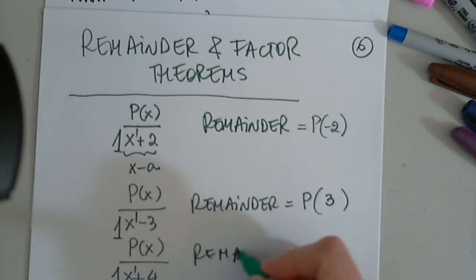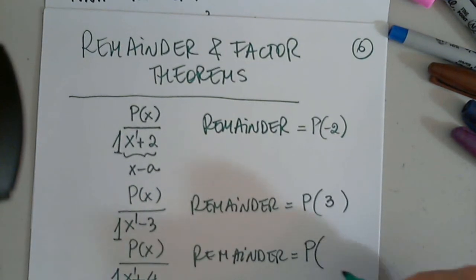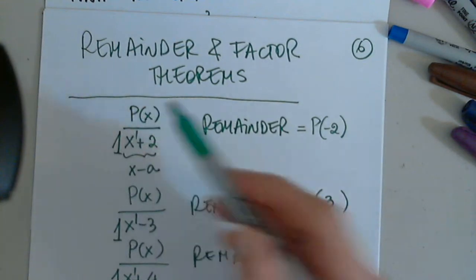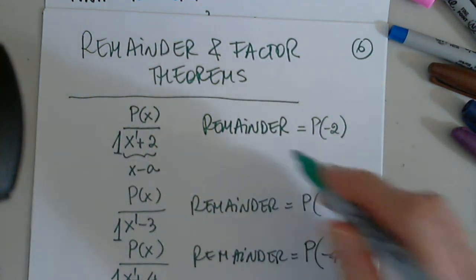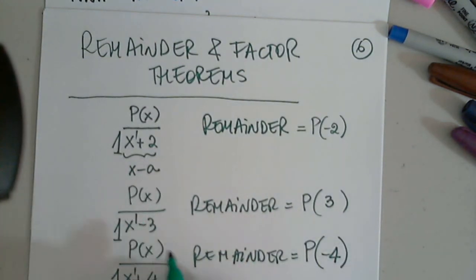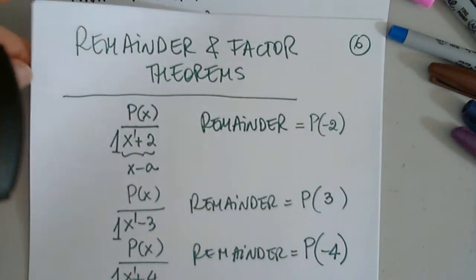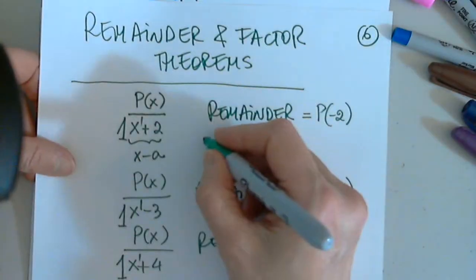So what is the remainder in this case? Negative 4. P evaluated at negative 4. I take this, replace x by negative 2, and whatever number I get is the remainder. I take this, I replace x by 3, whatever I get is the remainder. What if the remainder is 0? What do I conclude for any of these?